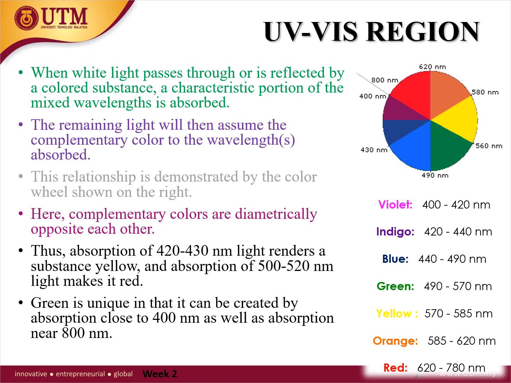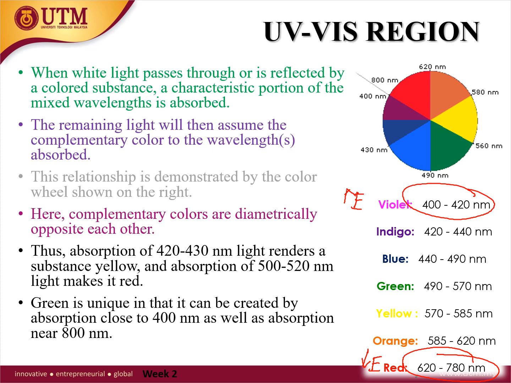Violet is between 400 and 420 nanometer, which means that violet has higher energy as compared to red. Red is relatively lower energy. Why? Its wavelength is higher, and wavelength is inversely proportional to energy. The UV visible region for red is 620 to 780. Sometimes it stops at 730 actually.